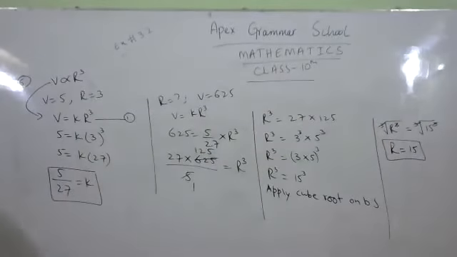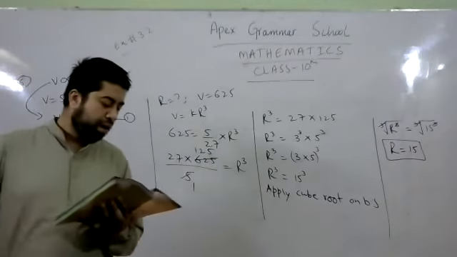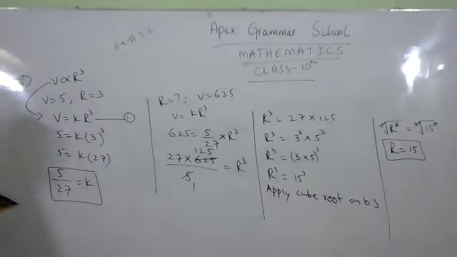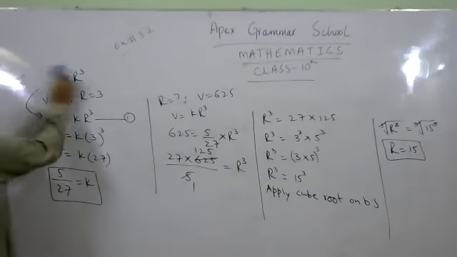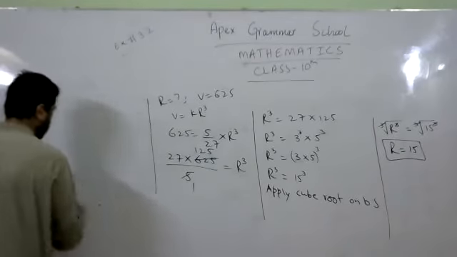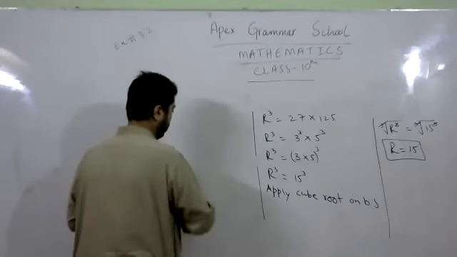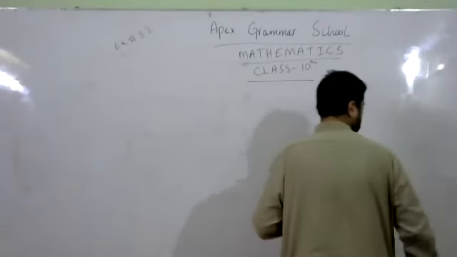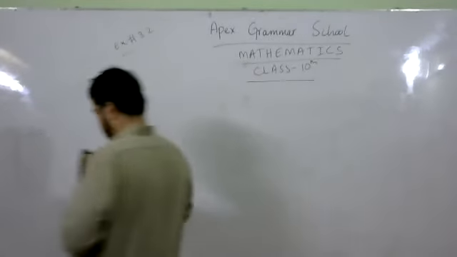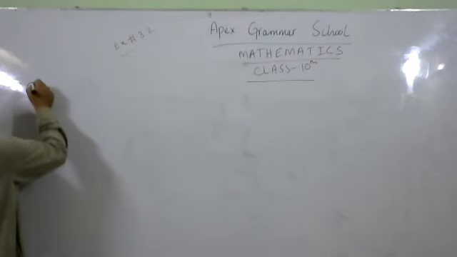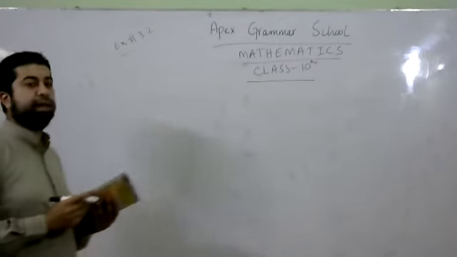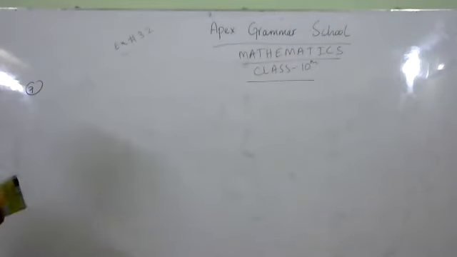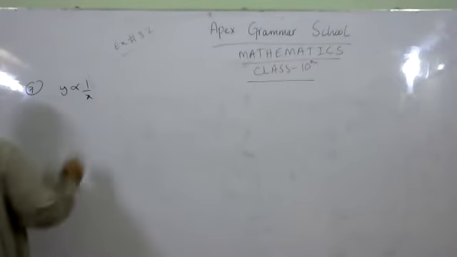This was question number 5 that is relevant to directly proportional. Now for question number 6, again it is the same thing just like we have done in question number 5. Now we will discuss question number 7. Question number 7 is, if y varies inversely as x. Now this is the case of inversely proportional. So you need to be very careful while reading these questions. Varies inversely means to say we can write it as y inversely proportional to x.